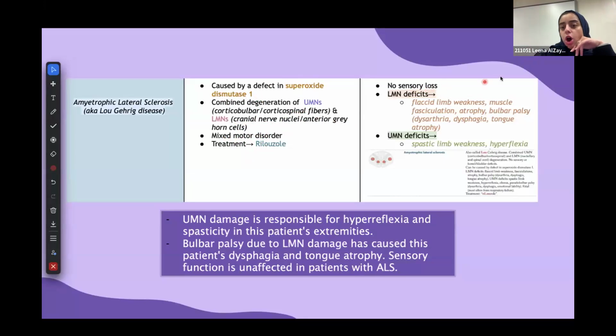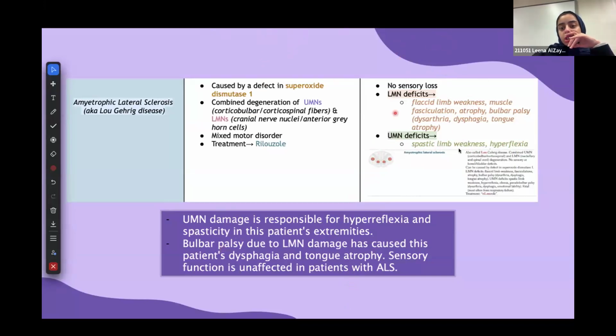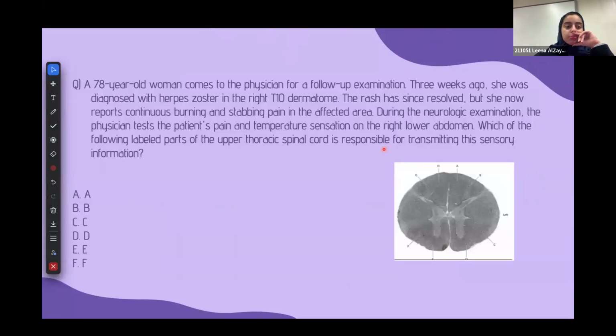Again, no sensory loss. Lower motor defects are shown as dysphagia, tongue atrophy, and fasciculations, and then you have upper motor neuron defects, which are spastic limb weakness and hyperreflexia. And as we can see, the amyotrophic lateral sclerosis is shown here laterally and anteriorly, and no sensory effects. Is it all clear? Can we go to the next question? Any questions? Clear. Perfect.